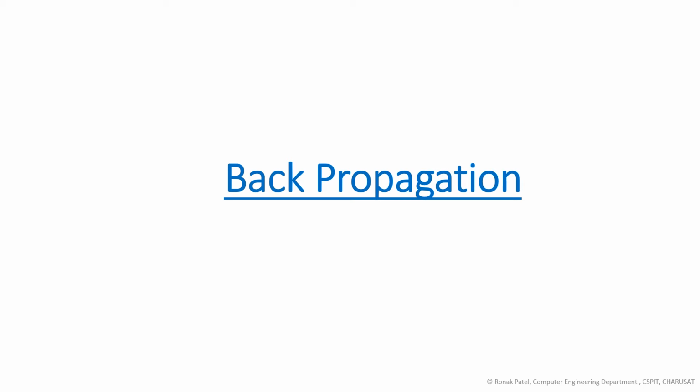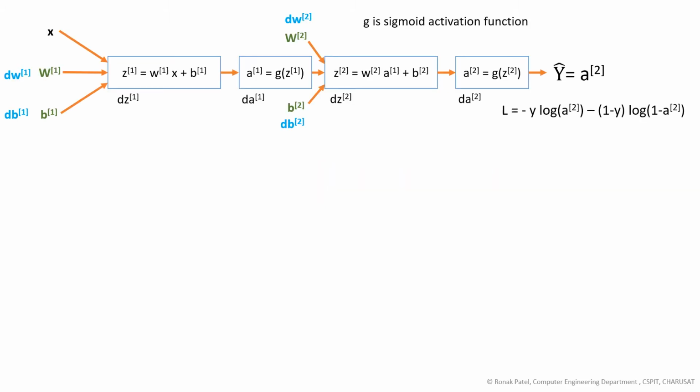Hello everyone. In this second video on backpropagation, we will see how to find the gradients which are useful to calculate the updates for weights and biases. So this is the computation graph for a two-layer neural network.